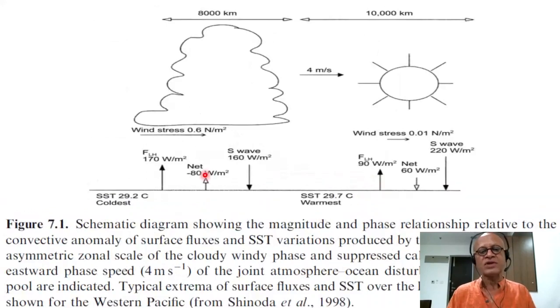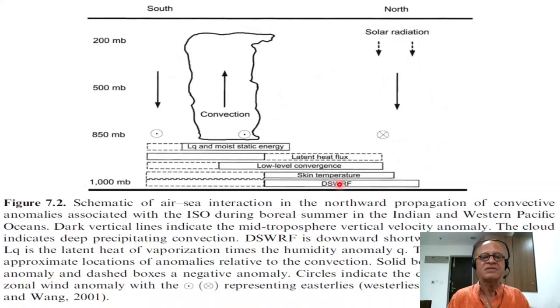I should also mention that once the convective phase is done, sea surface temperature that is cooled by half a degree here has to get reorganized for the next convective phase, and the processes involved in the reorganization are somewhat similar. Weaker wind speeds, increased downward shortwave radiation, and warming of the SST, but it depends on other details of ocean circulation as well. Similarly for the northward propagation, so this is a schematic of air-sea interaction in the northward propagation of convective anomalies associated with the ISO during boreal summer in the Indian and Western Pacific Oceans.